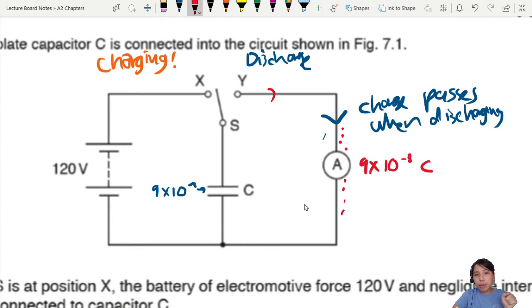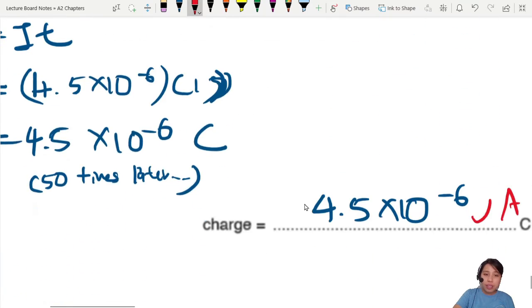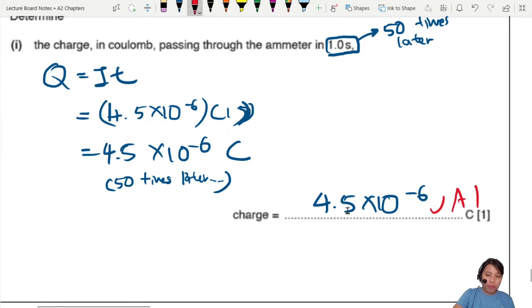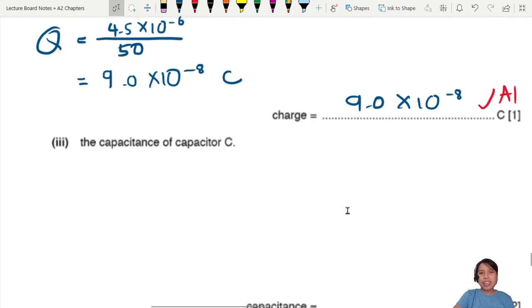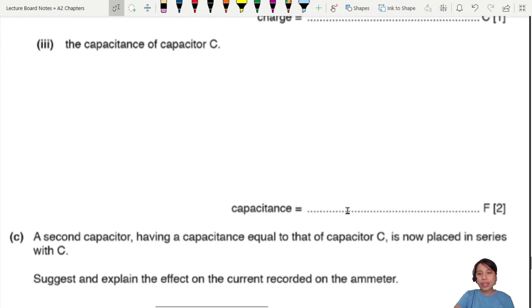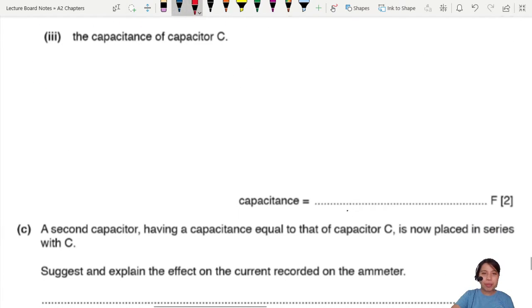Now do this 50 times. Each time you add another 9.0 times 10 to the negative 8. Discharge again, add another one, 10 to the negative 8. Discharge another time. So you keep doing 50 times. The total will be this one, 4.5 times 10 to the negative 6. Rewind a bit if your brain is hanging, go and look at it and think through it very carefully again. Okay, anyway, let's move on.